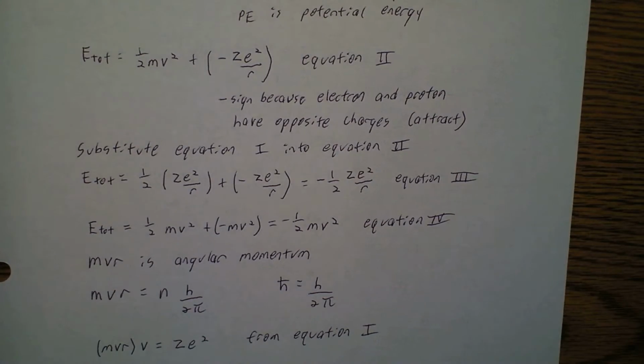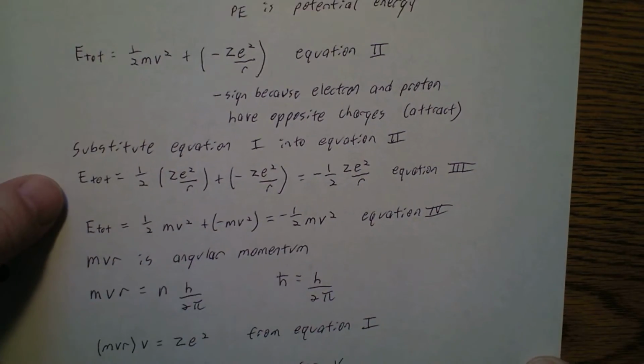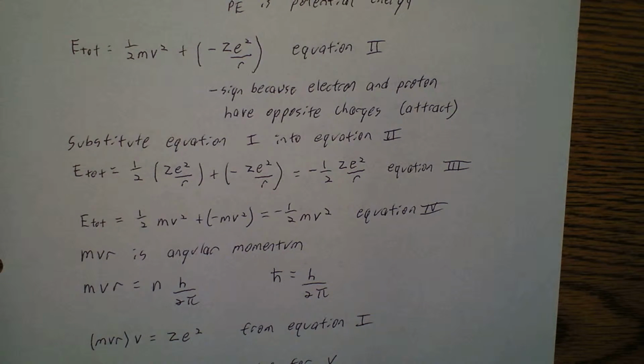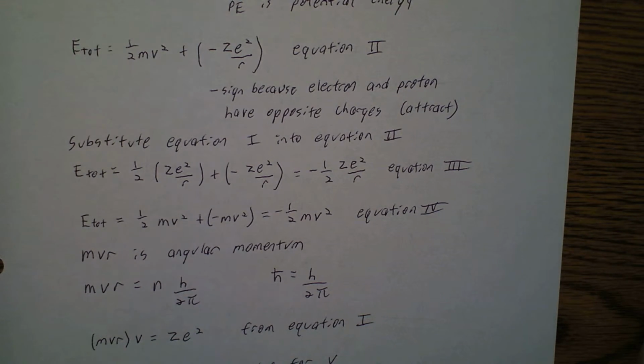Now let's substitute equation 1 into equation 2. That gives us E total is equal to 1/2 Ze squared over r plus minus Ze squared over r, which is equal to minus 1/2 Ze squared over r. We'll call that equation 3. Now we get E total is equal to 1/2 mv squared plus a minus mv squared, or just equal to minus 1/2 mv squared.